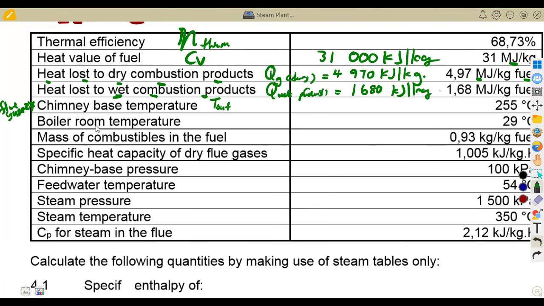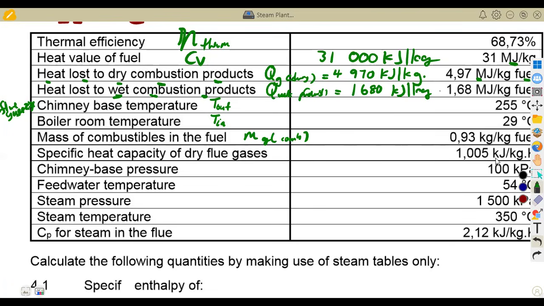Then we've got the boiler room temperature at 29 degrees Celsius, which is going to be the Tn of the flue gases. So this is your Tn. Then the mass of combustibles in the fuel. Remember, we've got the combustion products here, so we are given the mass of those combustible products.